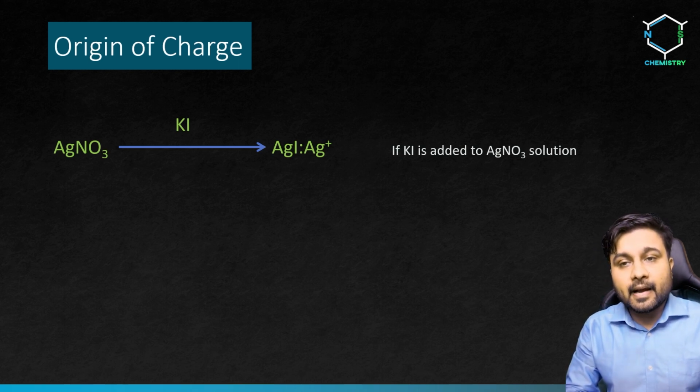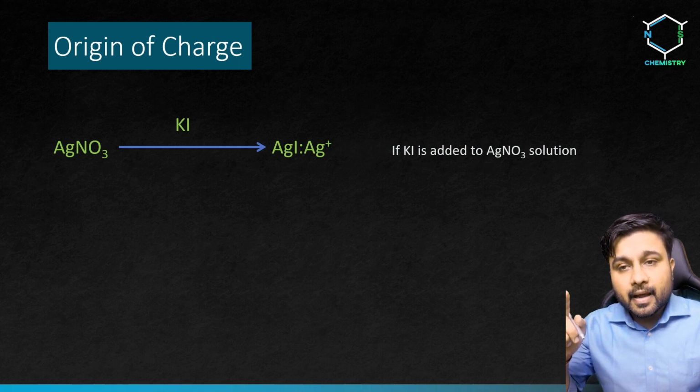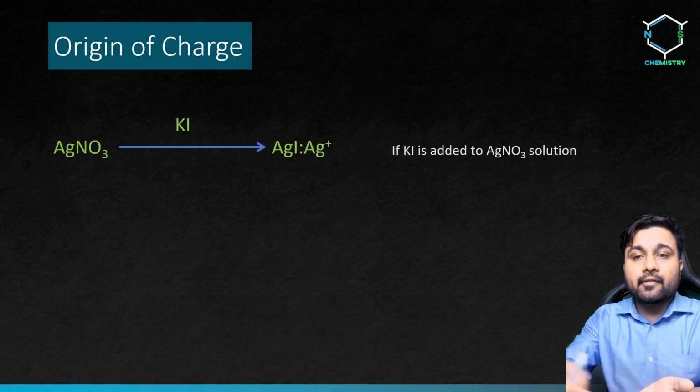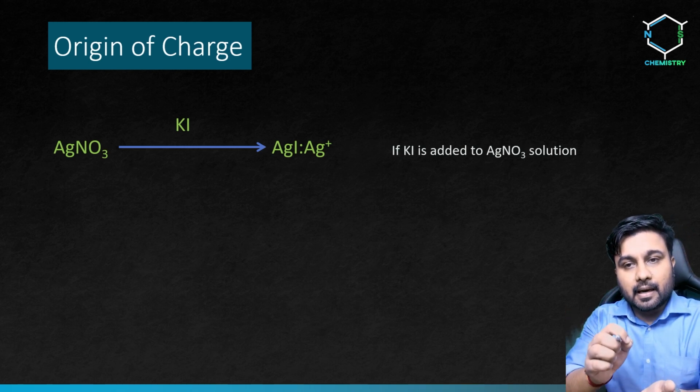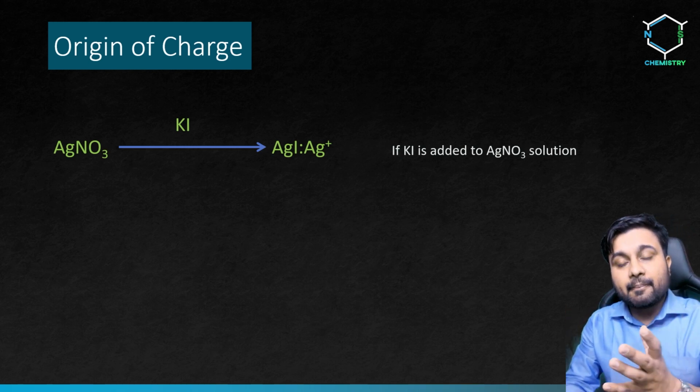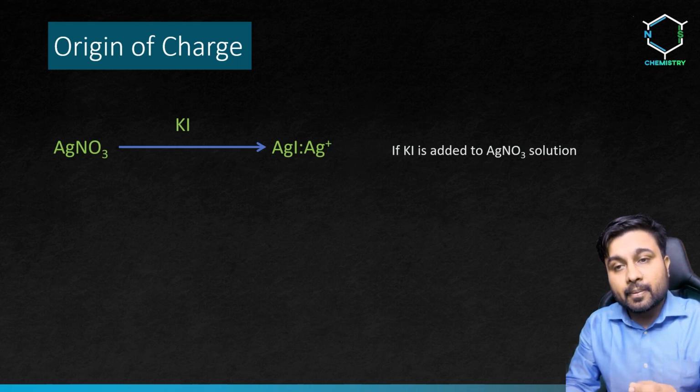first of all AgNO3 and KI will form AgI. AgI will precipitate, but then the AgI precipitate will see that the solution still contains Ag positive ions, because we took AgNO3 solution and added KI to it. KI was added later, in a smaller amount, so the solution mainly contains Ag positive. So that Ag positive will get adsorbed on the freshly prepared precipitate. So the colloidal particles will attain positive charge.